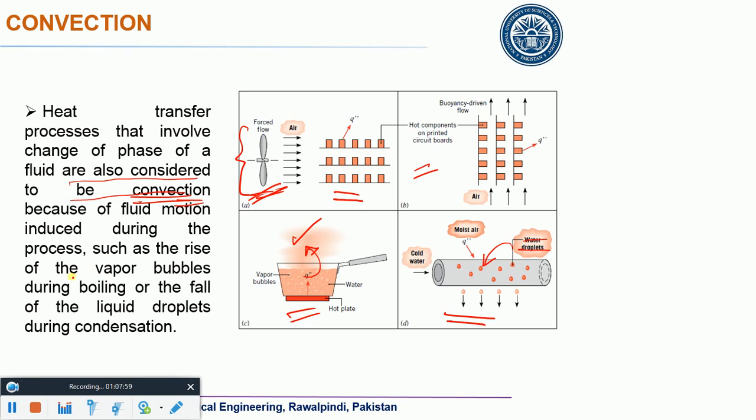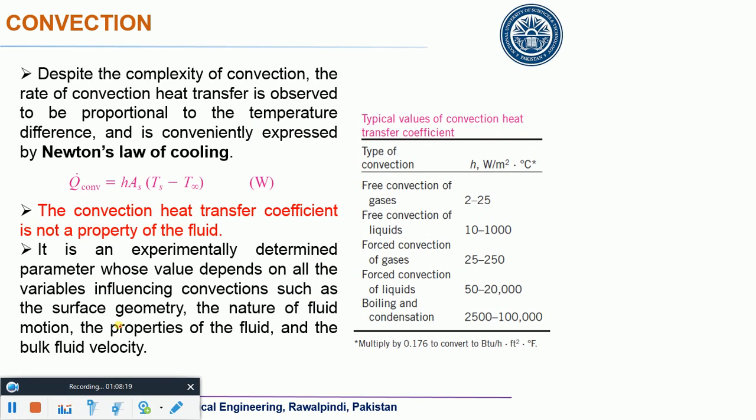Such as water vapor bubbles during boiling, or the fall of liquid droplets during condensation. So condensation and boiling are also considered in the convection phenomena. This is how heat is transferred in this case, right? Anyways, all of these things would be discussed in detail once we start convection. Now look at this mathematical relation used for defining convection heat transfer rate. This is known as Newton's law of cooling.